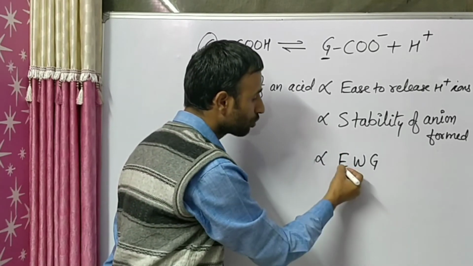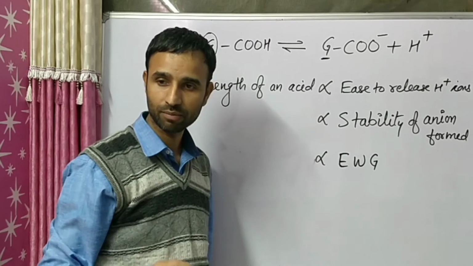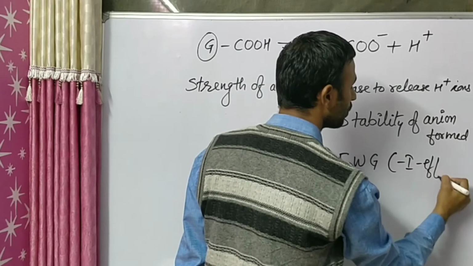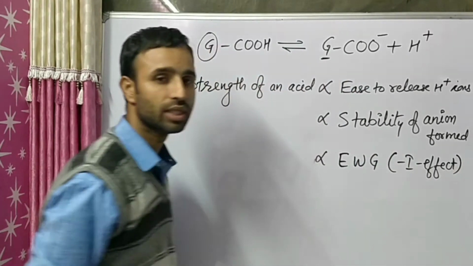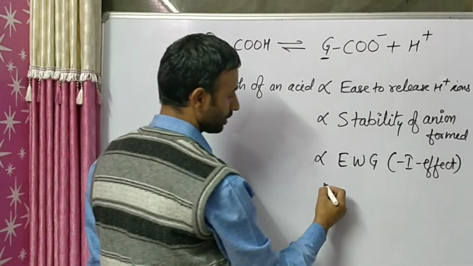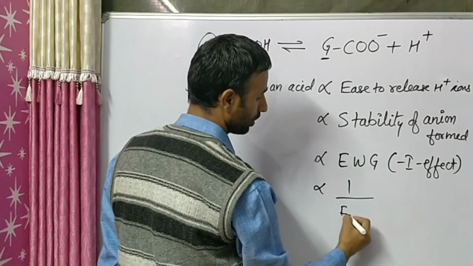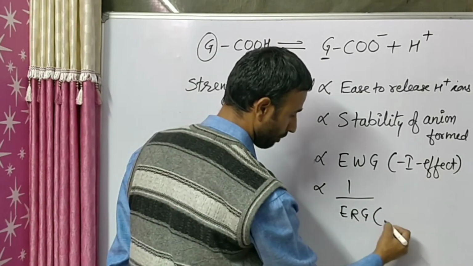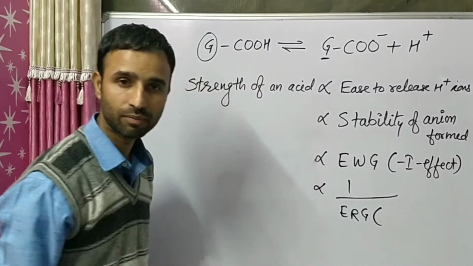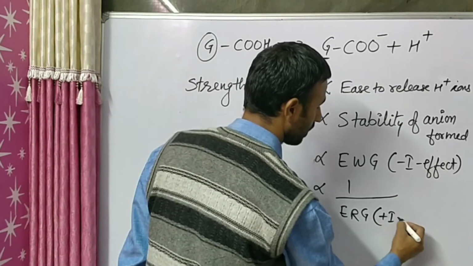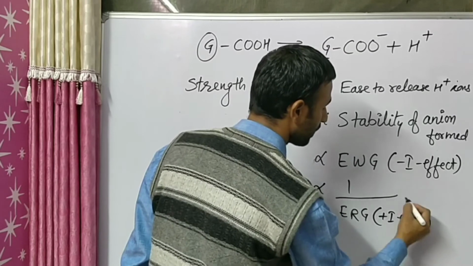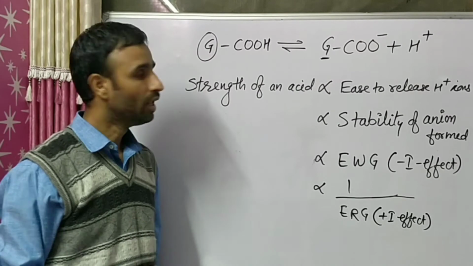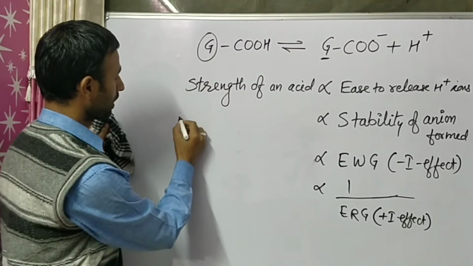So electron withdrawing group has which effect? Minus I or plus I? Minus I. Good. So the more the minus I effect, the stronger is the acid. Second is electron releasing, so it has the inverse effect. Electron releasing group has which effect? Plus I effect. So the more the plus I effect, the weaker is the acid. Right? Yes, sir.